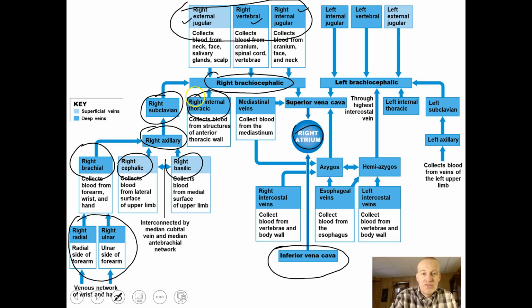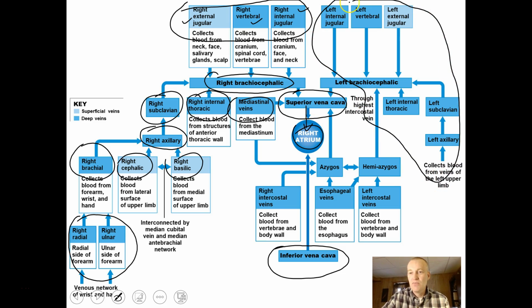And you have the right internal thoracic and the mediastinal veins bringing blood into the right brachiocephalic. All of these will bring blood through the superior vena cava into the right atrium. Okay, same thing happens on the left side. We basically bring all the blood in. It flows into the superior vena cava into the right atrium.